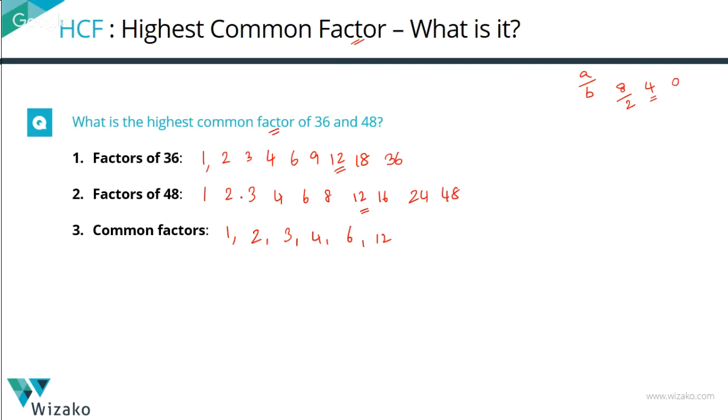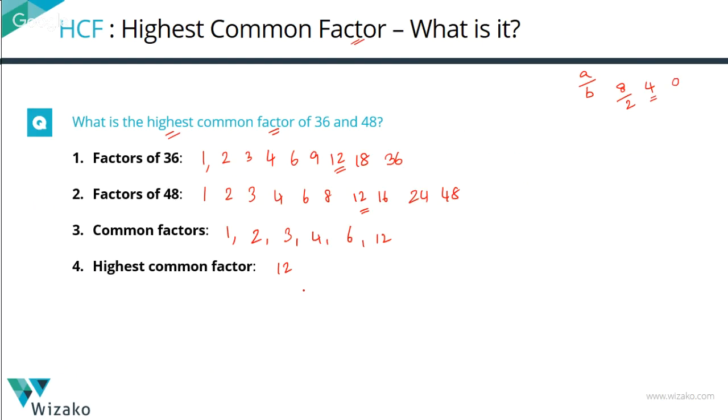The largest such factor, this is the first of the terms. We're coming from right to left. So let's pick it the last. The largest of these common factors, 12, is the HCF of these 2 numbers. So this is the idea. We're picking factors of 36. We're picking factors of 48. We're listing down common factors. We're picking the highest such factor. This is the idea behind HCF.